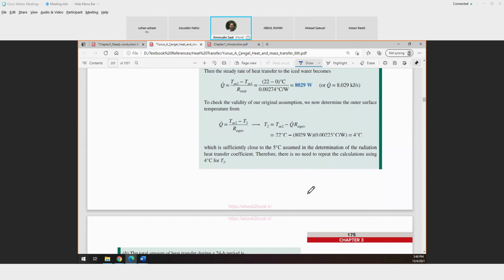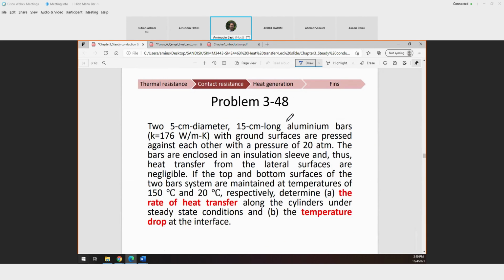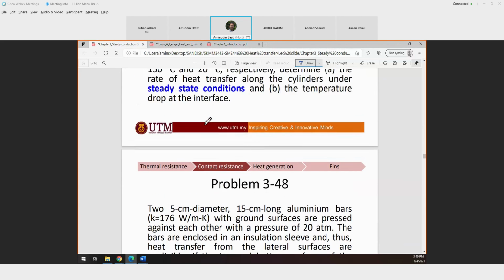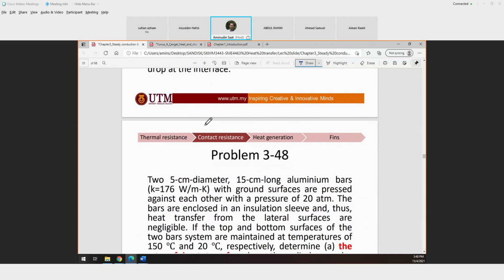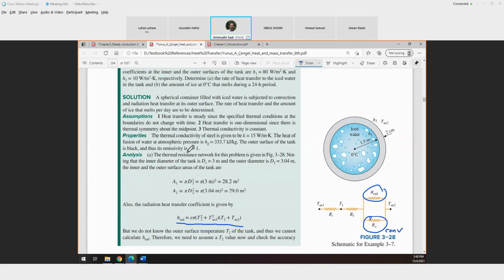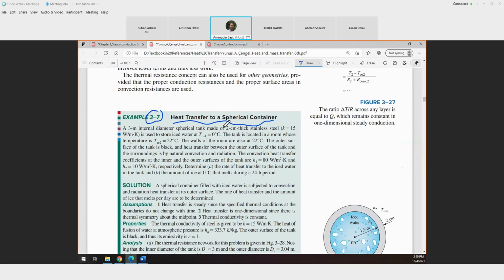And also we covered the contact resistance, which is sometimes considered in the calculation. So the next topic of the conduction resistance is the fins, extended surface and fins. I will cover this in next week's class. Okay, any questions so far? Any question? Please have time to do some examples and understand the examples in the textbook.